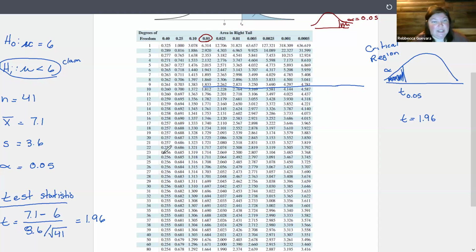And all I have to do is change my t-score from positive to negative. We look and we see that with 40 degrees of freedom, because my sample size is 41, my score here is negative 1.685. There are two ways we can think about this, but this is the boundary of my critical region. This is definitely not in the critical region.